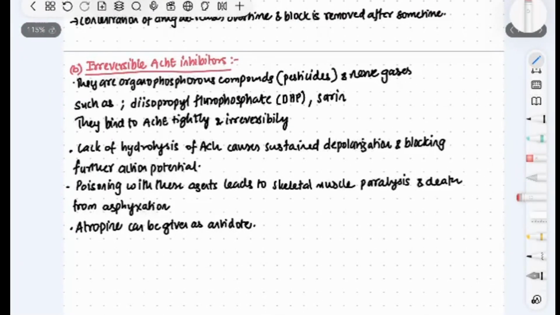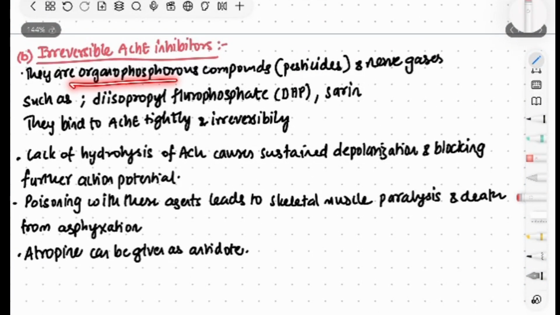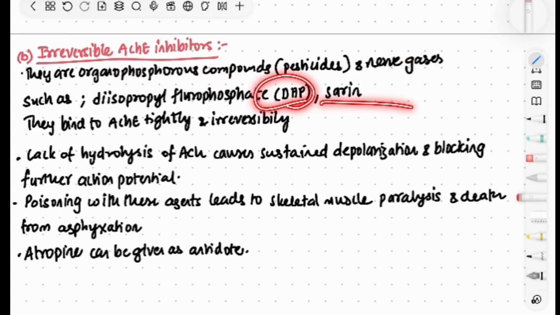Next, irreversible acetylcholine esterase inhibitors. These are organophosphorus compounds, that is pesticides or nerve gases, such as DFP and sarin, and they bind to acetylcholine esterase tightly and irreversibly. These are very important in second year pharmacology also. You will be studying about these compounds, so make sure that your basics are clear. These organophosphorus compounds are poisoning agents, many used for suicide. These pesticides and nerve gases bind to the acetylcholine esterase tightly.